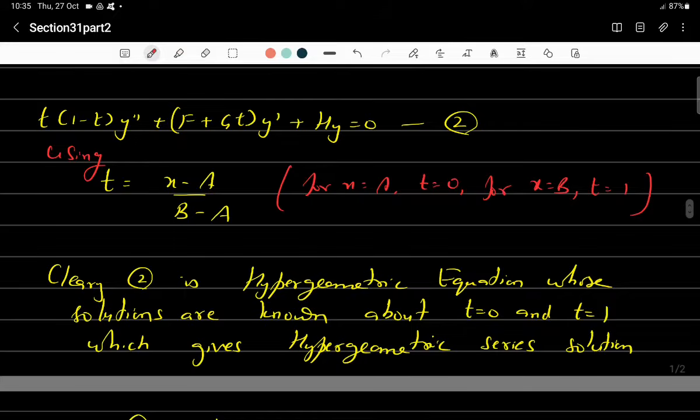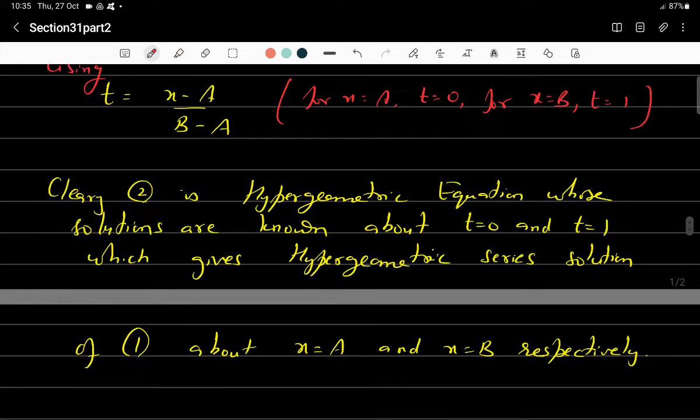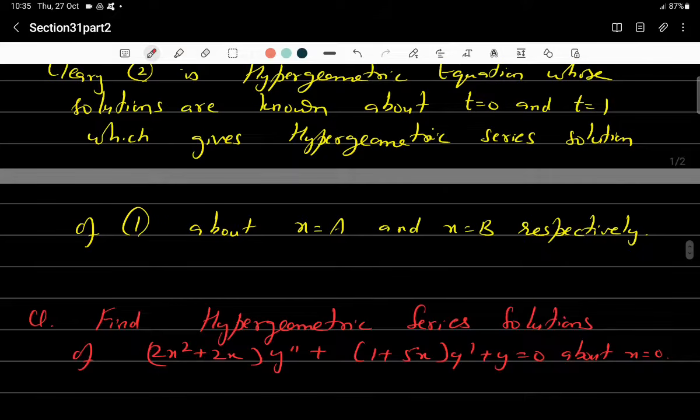Now let's see some exercises based on this concept. So we begin with the first exercise, (2x² + 2x)y'' + (1 + 5x)y' + y = 0 about x = 0. I don't have to find the Frobenius series solution, that is, solutions of the form summation a_n x^(n+r), but hypergeometric series solutions of the form F(a, b, c, x).